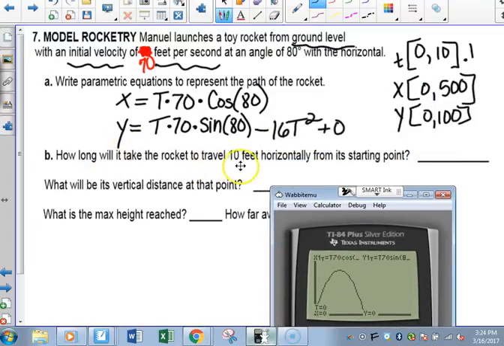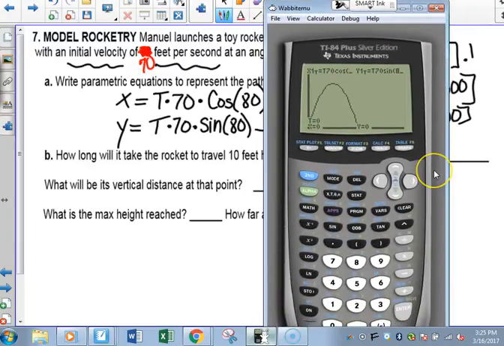How long will it take the rocket to travel 10 feet horizontally? What am I trying to get? Horizontally would be x, right? So I want to get as close to x equals 10 as I can, and I can't control that, so I have to just trace. Oh, I have to trace to the right. I'm just hitting trace. Okay.